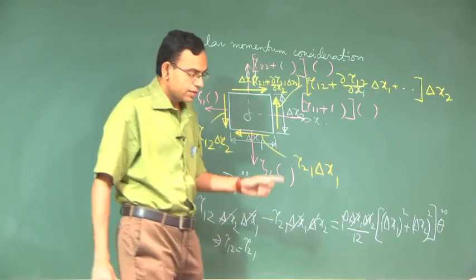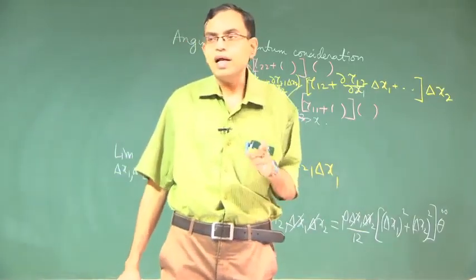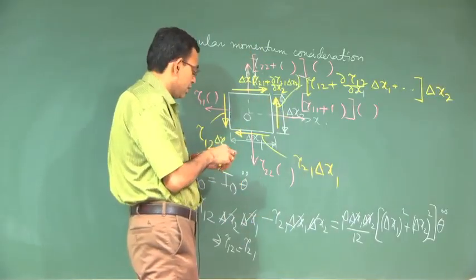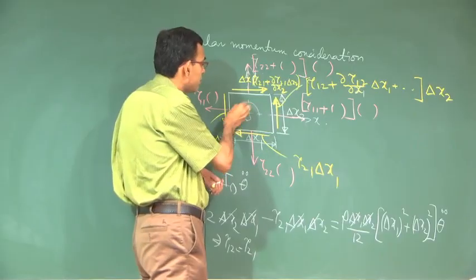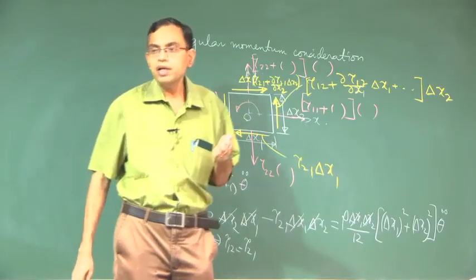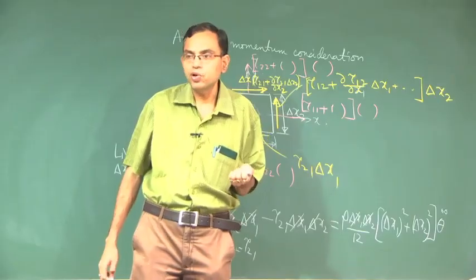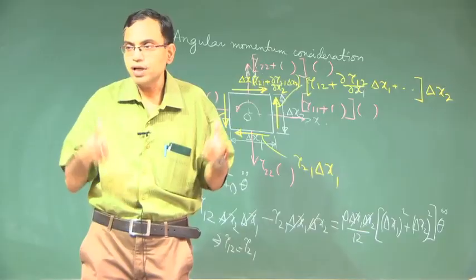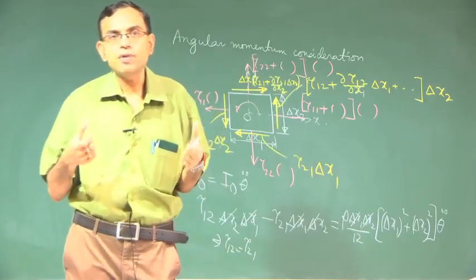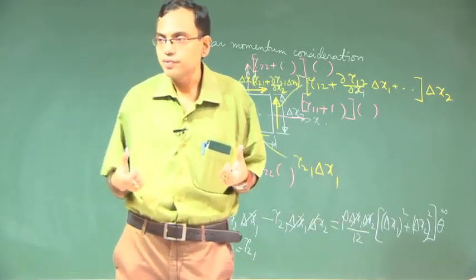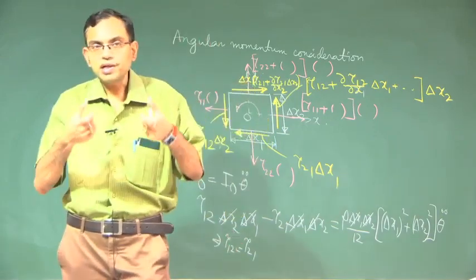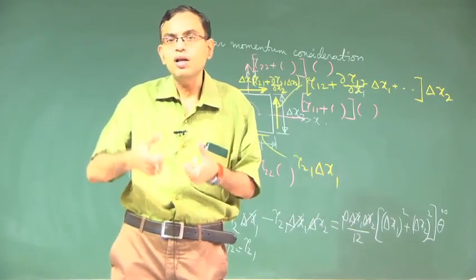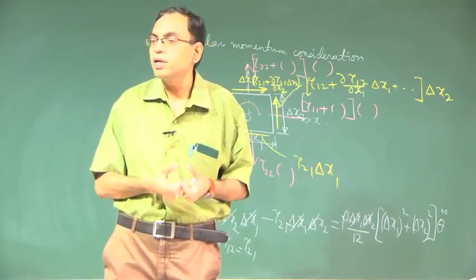Remember that this is pretty common, but there are exceptions. When it could be possible that there is a body couple in the fluid, which normally fluids will not be able to support, but fluids containing rotating particulate matter can support. For example, there are certain types of fluids called micropolar fluids, where you have rotating particulate elements embedded within the fluid, and such a fluid as a whole can also support or sustain body couple.